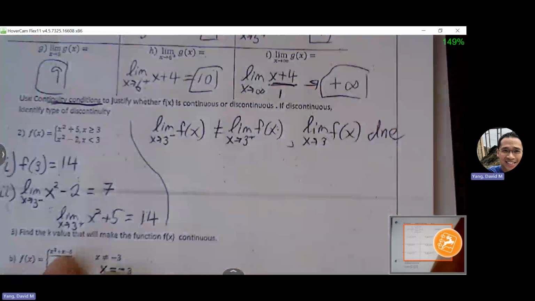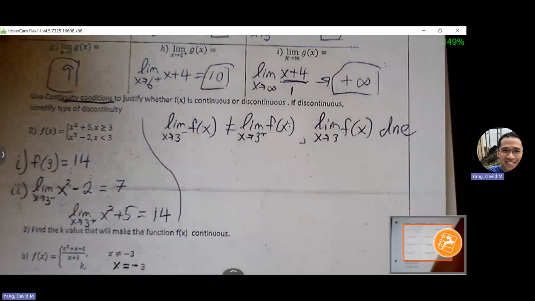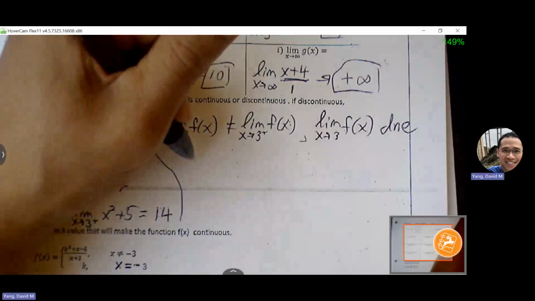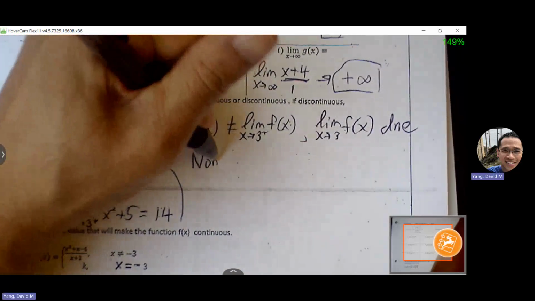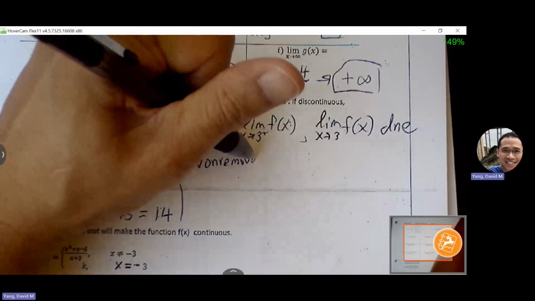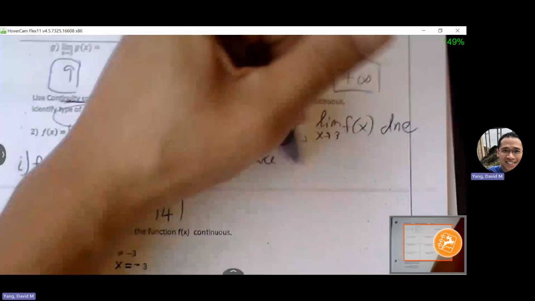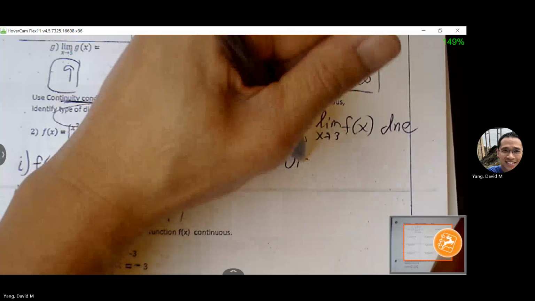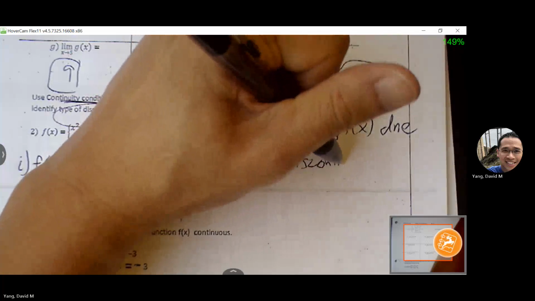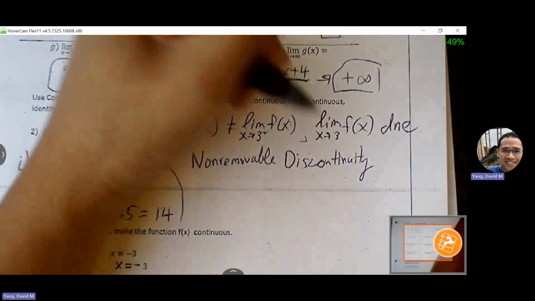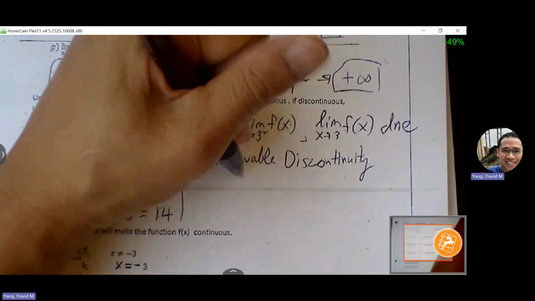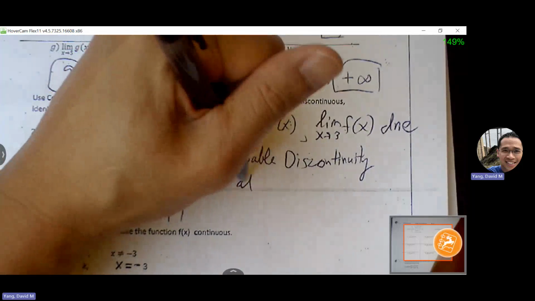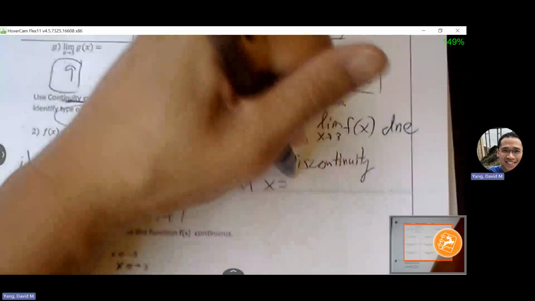And we can stop and say, what type of discontinuity? Non-removable. There's no need to look at the third condition if the second condition fails. But we're not doing discontinuity for the entire function. We're just proving discontinuity at what? At x equals 3.